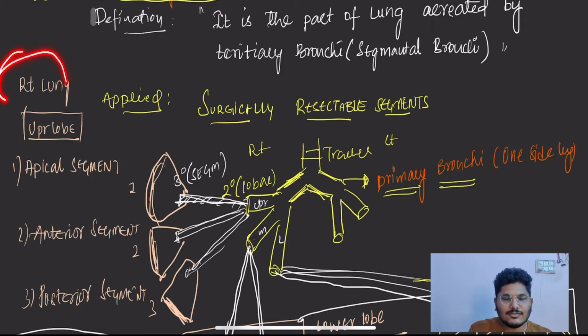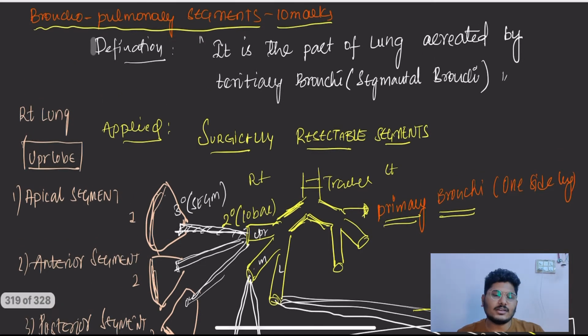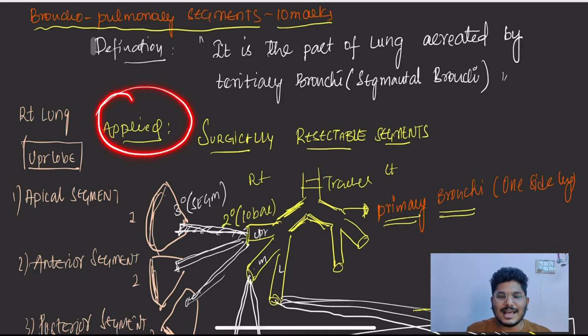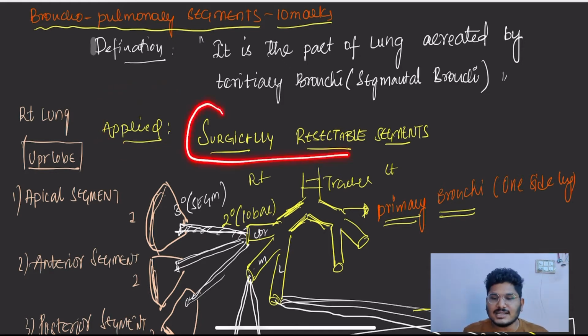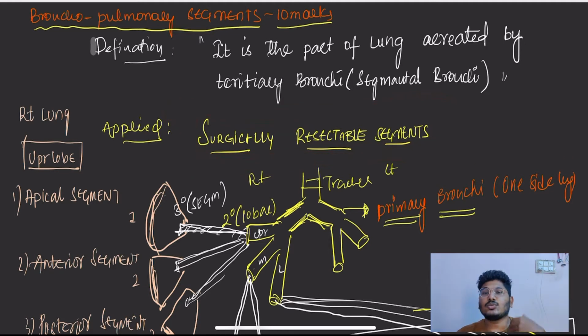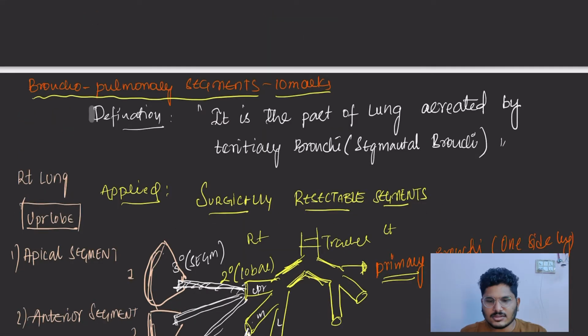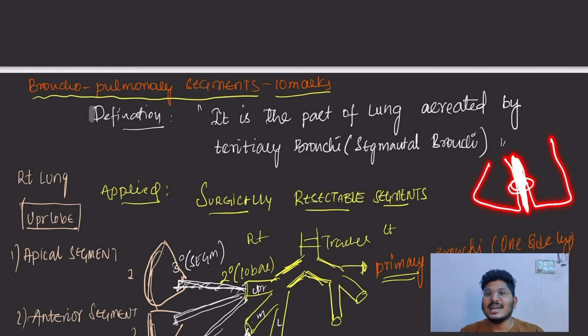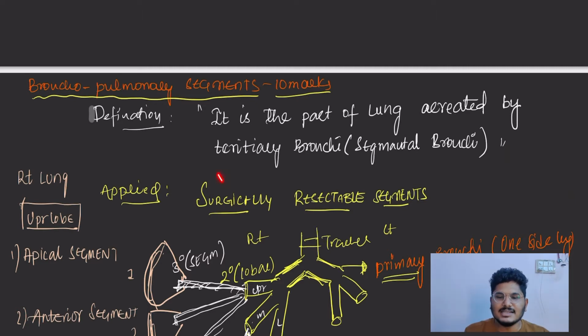What is the importance of these bronchopulmonary segments? The applied aspect is that they are surgically resectable segments. Each segment has its own neurovascular bundle and can be resected surgically whenever needed. They are separate. Each bronchopulmonary segment is divided by a septum between them called the intersegmental alveolar septum. They are easily separated and therefore can be easily surgically resected. Each segment is surgically resectable.